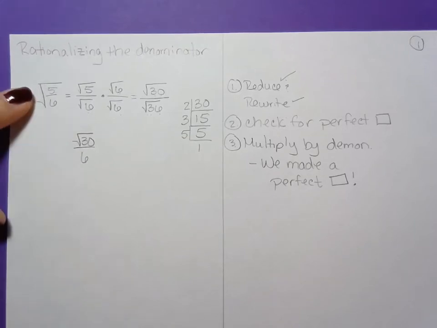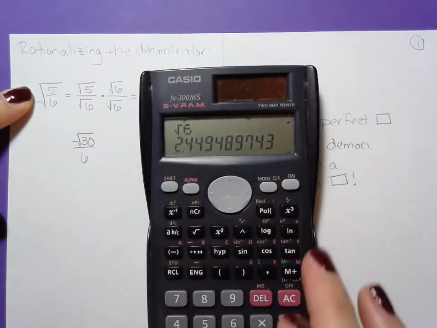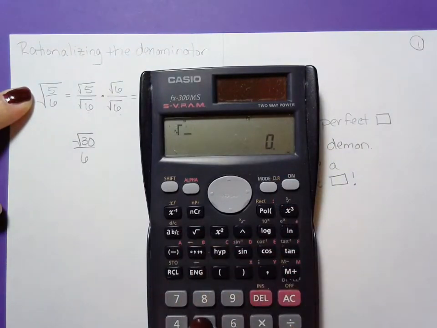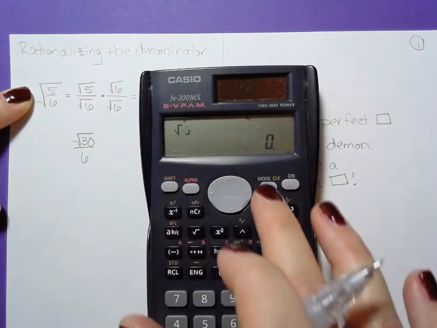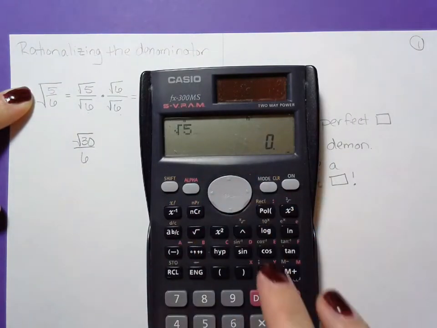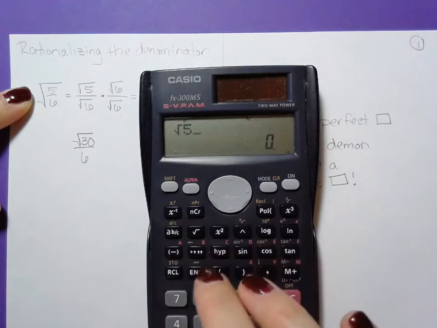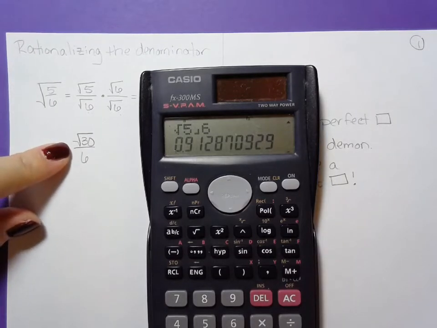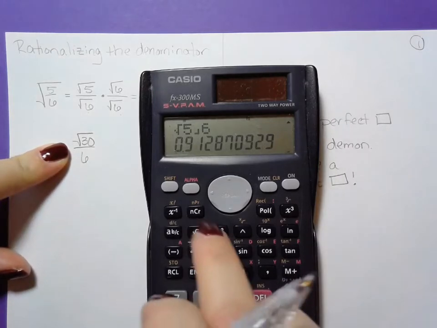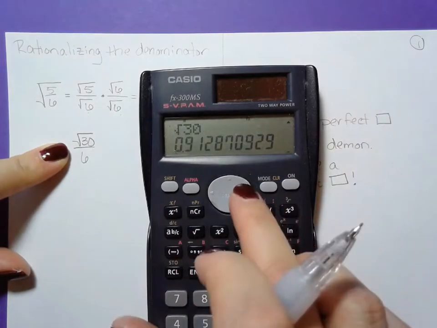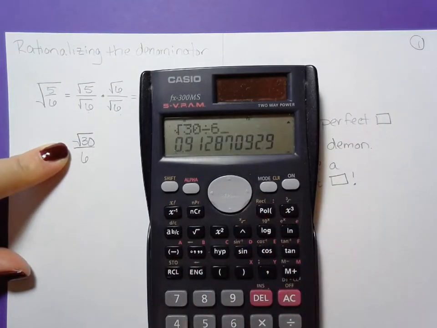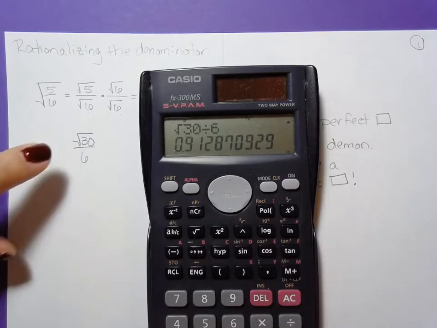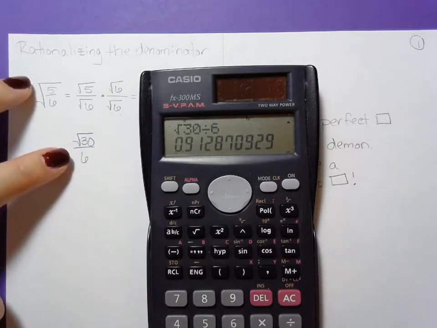So if you were to take your calculator and type in the square root of, I'm going to have to put a fraction in there, 5 over 6, we get this odd decimal. So what we should see is if we type in the square root of 30 divided by 6, we should get that same odd decimal. So we're going to do the square root of 30, and then arrow out and divide by 6, and I got the same odd decimal. So these two things have the same value.